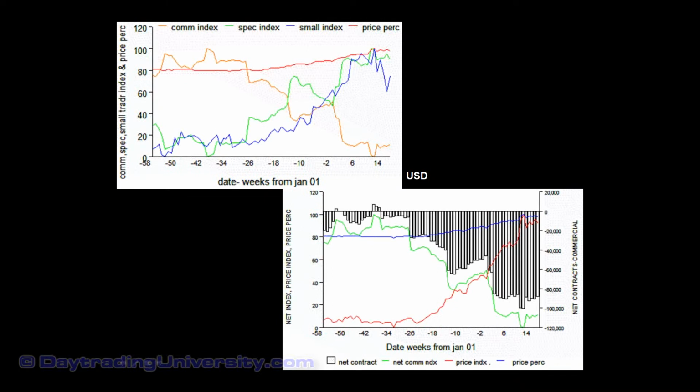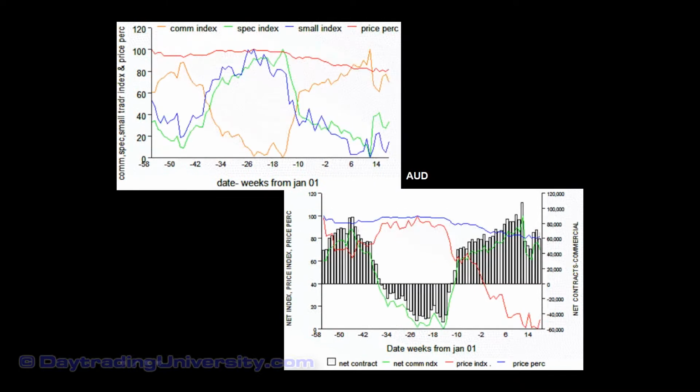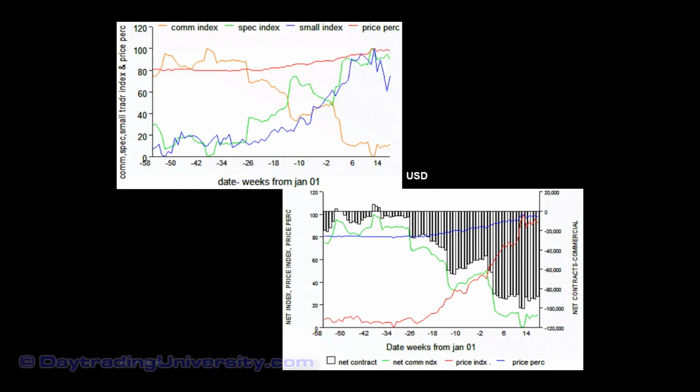This is the US dollar picture. That was the Australian dollar as of last Friday. This is the US dollar as of last Friday. You can see the commercial traders still pretty short, reasonably short, extremely short actually, on the US dollar. You can see it better depicted down here.